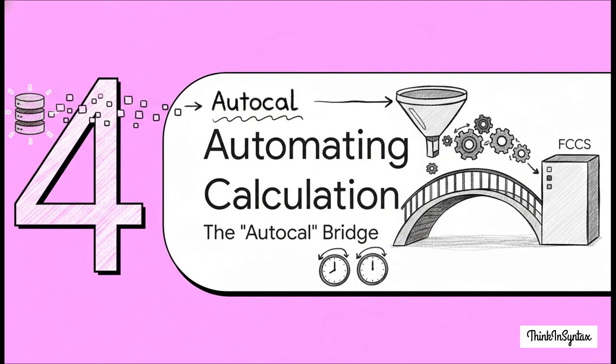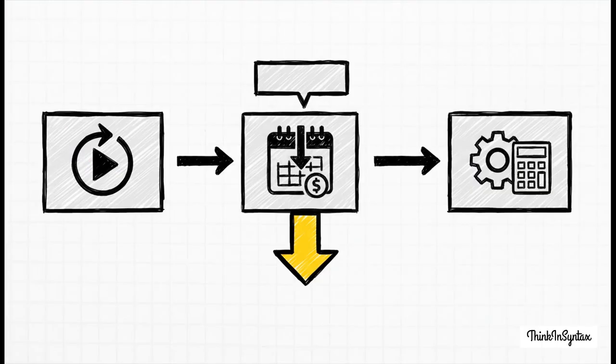Okay, so our data is now loading into the right staging area. Now we can build the automated bridge that's going to translate it. This is where something called an autocal comes in. It's basically a custom automated calculation that runs during consolidation to handle special logic. Now, the timing of this calculation is absolutely critical.